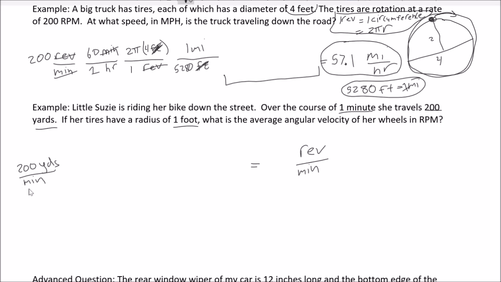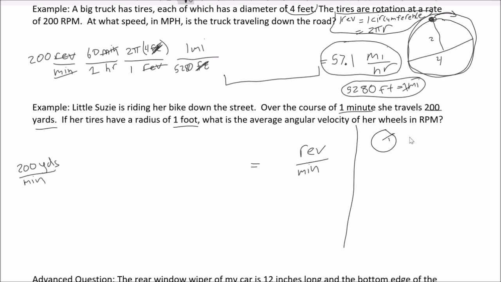We actually already have minutes down here. So that's good news. It means we don't have to fight with these minutes at all. The only thing we have to try to figure out how to do is how are we going to turn these yards into revolutions. So let's do a little bit of side work. Let's think about what's going on in this question. We're talking about tires with a radius of 1 foot.